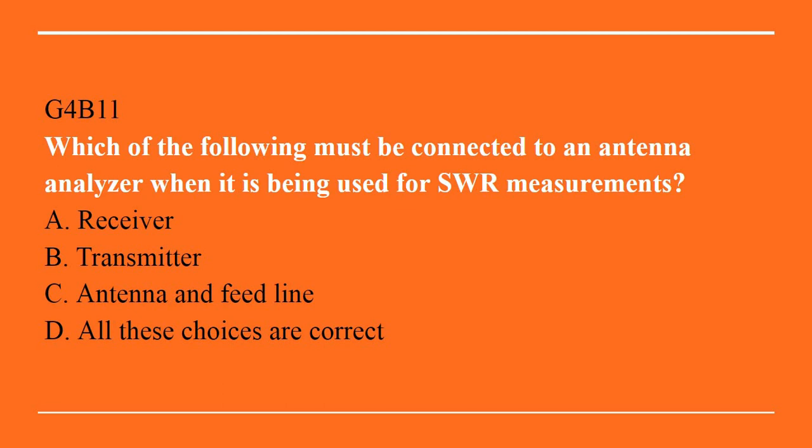G4B11, which of the following must be connected to an antenna analyzer when it is being used for SWR measurements? A, receiver. B, transmitter. C, antenna and feed line. Or D, all of these choices are correct. Answer is C, antenna and feed line.